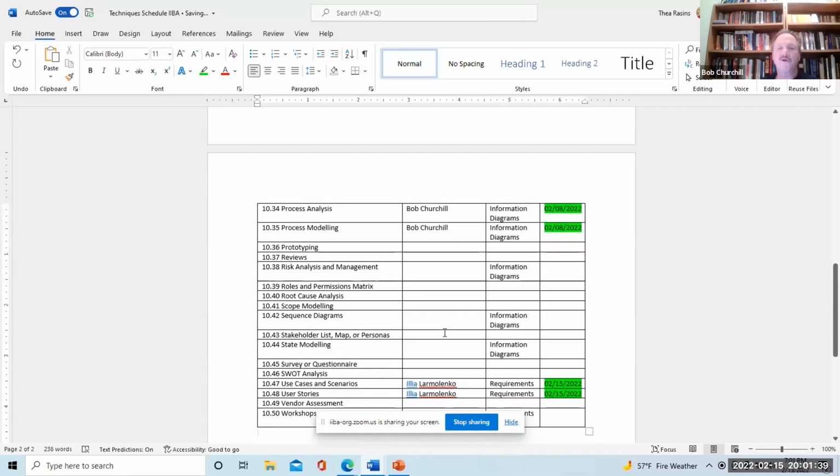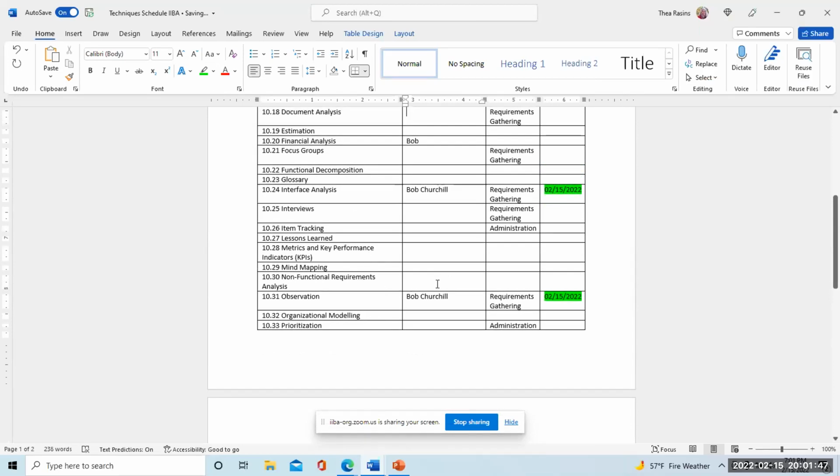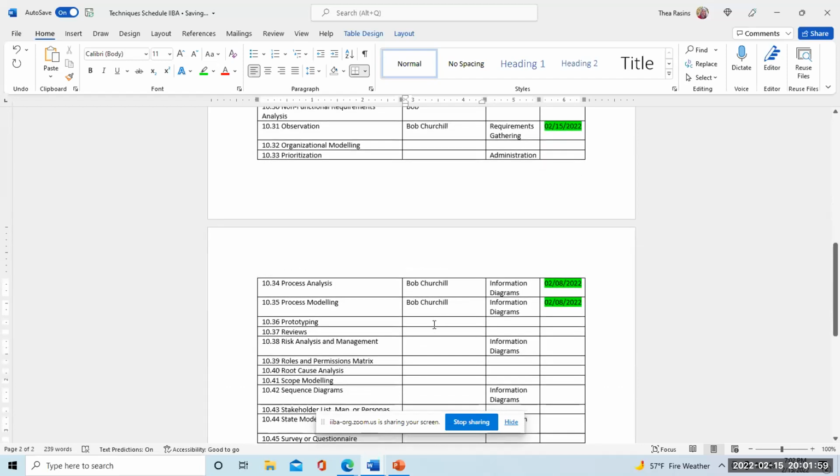I claimed non-functional analysis last week. I'll have that one done. Okay, you want to take that one now? Sure. Okay. I can take prototyping. Awesome. Continue the agile theme. Very good.